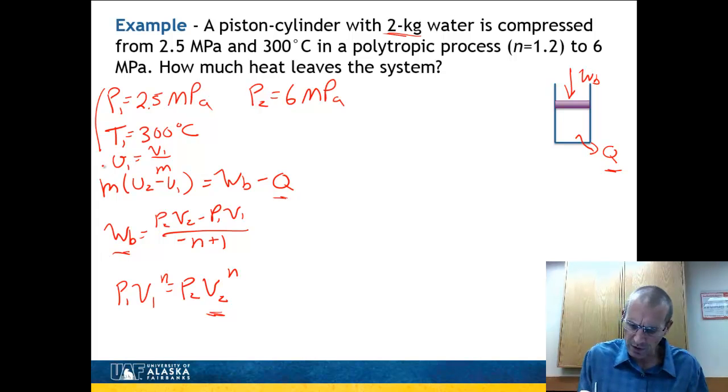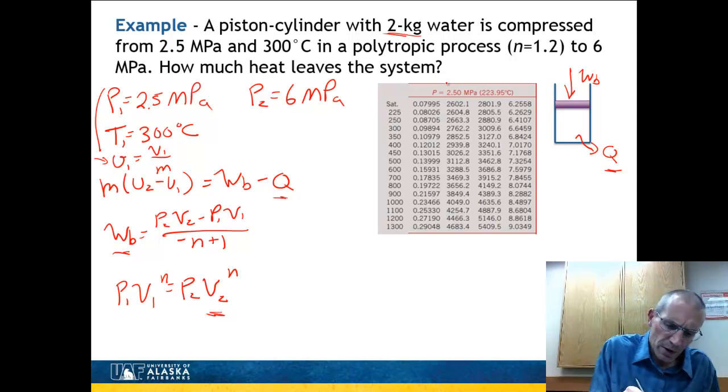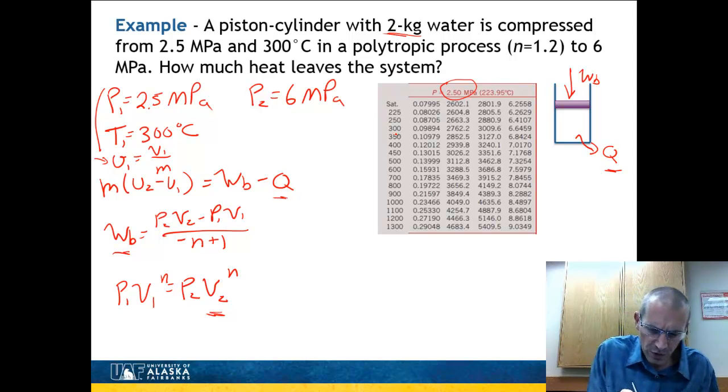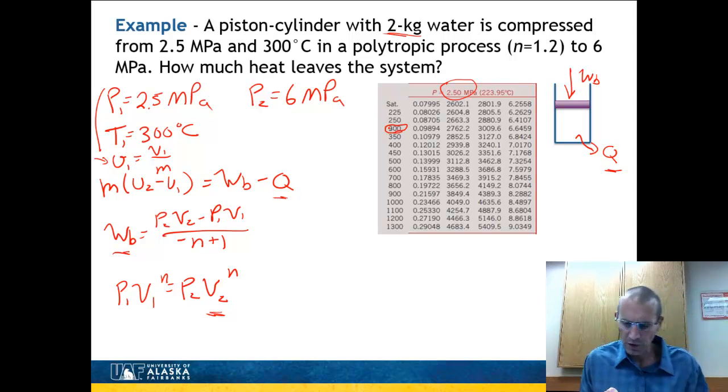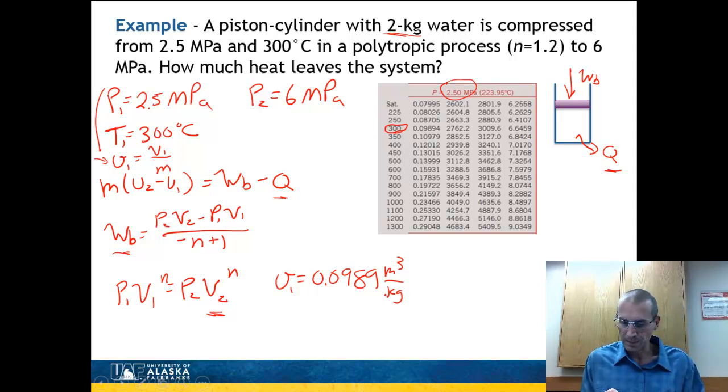So okay, let's go back here and start off. We need to get that value of V1. We're going to get that from the superheated table. So I'm here at 2.5 megapascals, which was my initial condition. We pulled 300 degrees Celsius. There's my 300 degrees Celsius, and so my value of V1 is this first line here. So V1 is equal to 0.0989 meters cubed per kilogram.